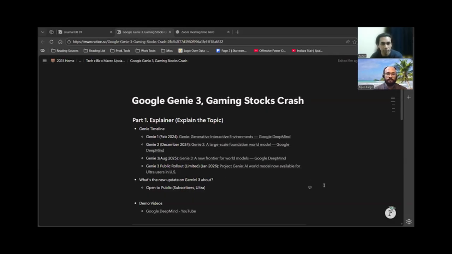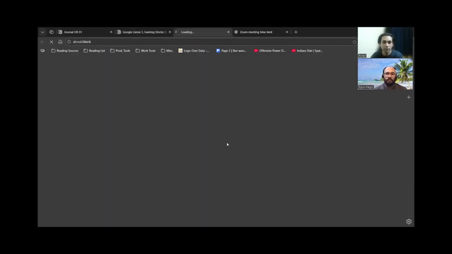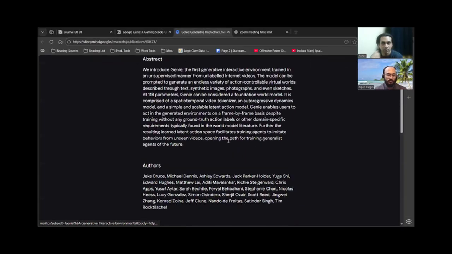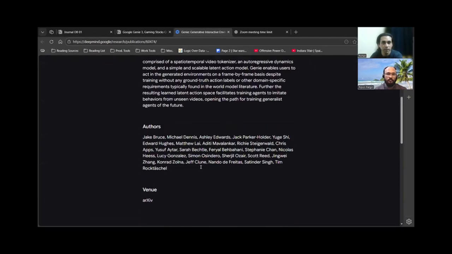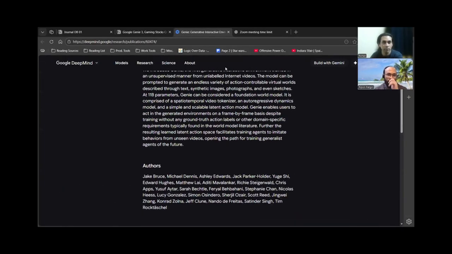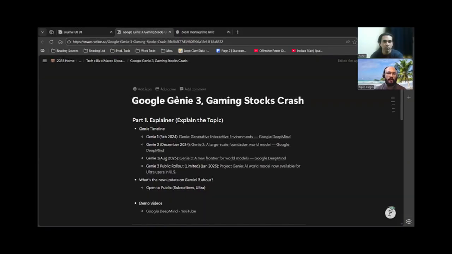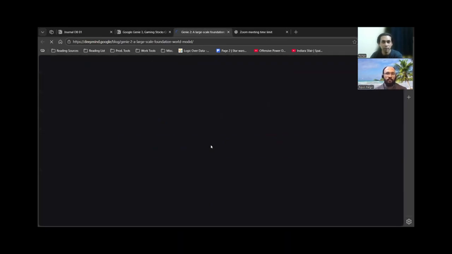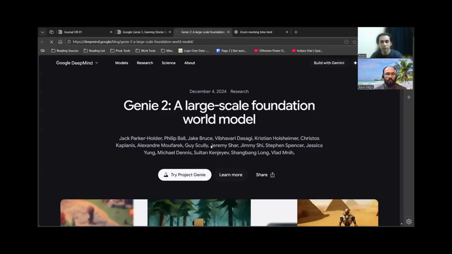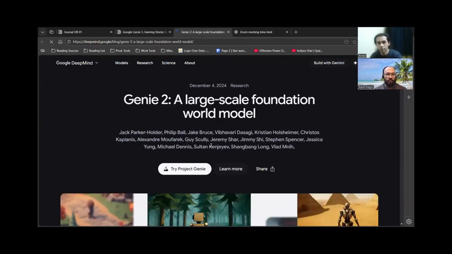Genie 1, they first announced back in February of 2024. It was mostly a research paper, with no demo or anything. If you just look at this, it's just a research paper, and you can look into this. That was all about it. Genie 2 they announced in December 2024, and there they gave a lot more descriptions about what this is, what happens, and so on.